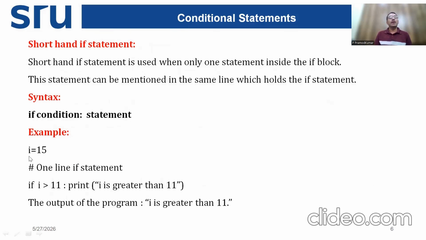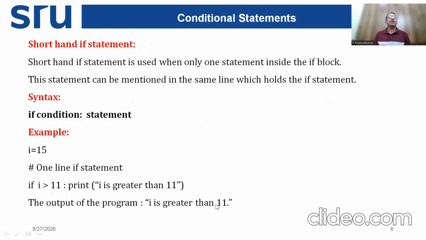For example, the initial value of i is 15. Now I would like to test whether that 15 is greater than 11 or not. As I would like to go with only a single statement in its block of code, I'm putting it on the same line just beside the colon. If i greater than 11, colon, print i greater than 11. As this result is true, automatically it prints the result as i greater than 11.